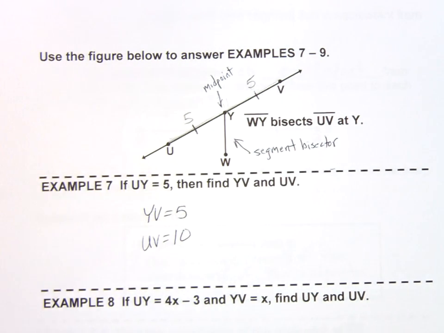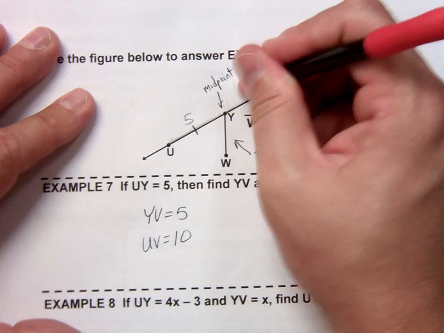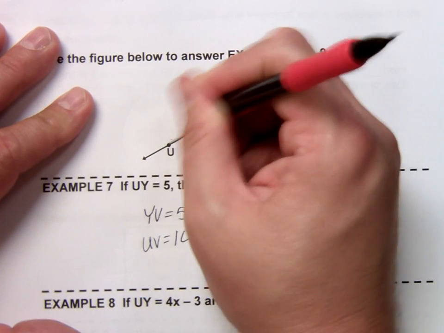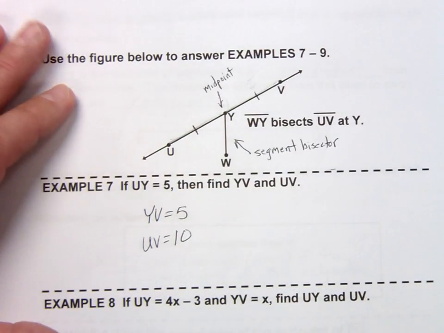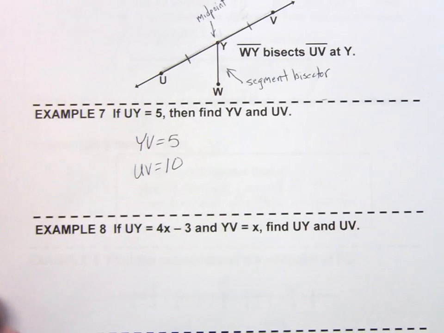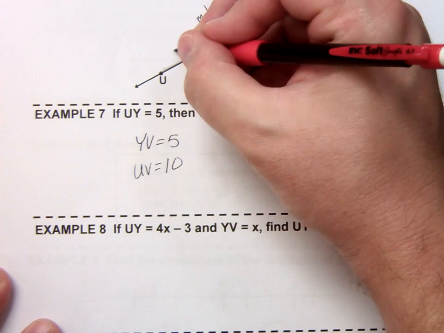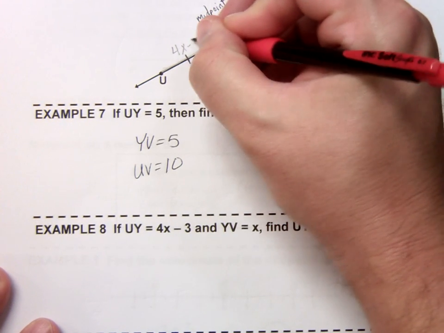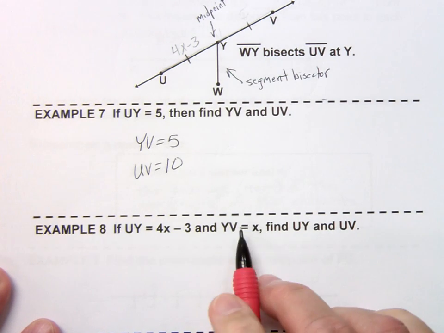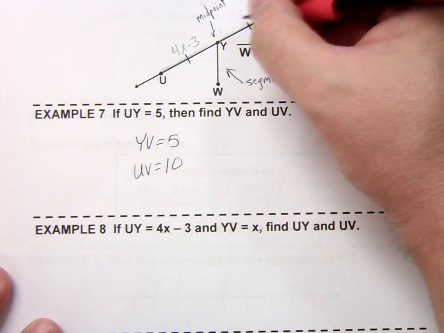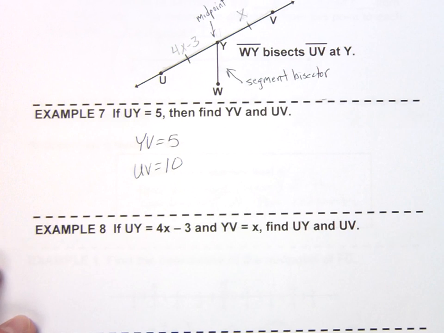Alright. Okay, I'm going to erase those numbers real quick so we can do the next problem with the same picture. And let's look at example 8. If the distance from U to Y is 4x minus 3, and the distance from Y to V equals x, find the distance from U to Y and the distance from U to V. Now before I can find the length of any segments, I would need to figure out what x is. Because right now I don't know the length of any segments.